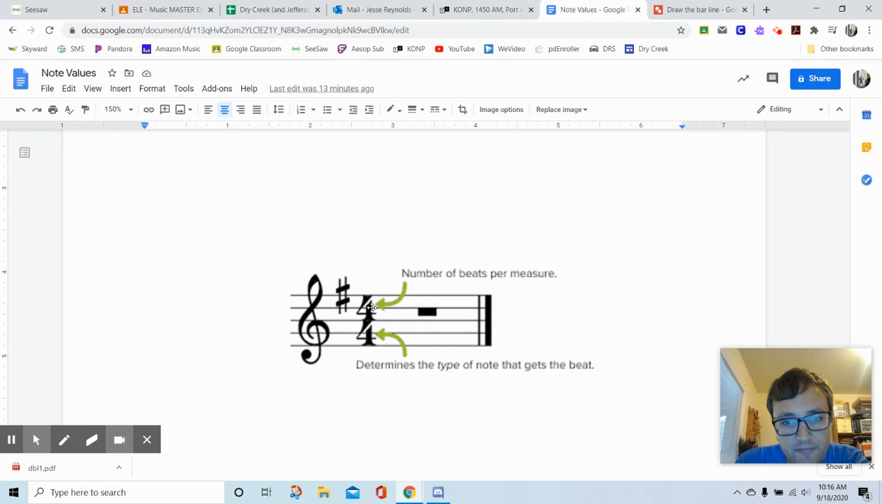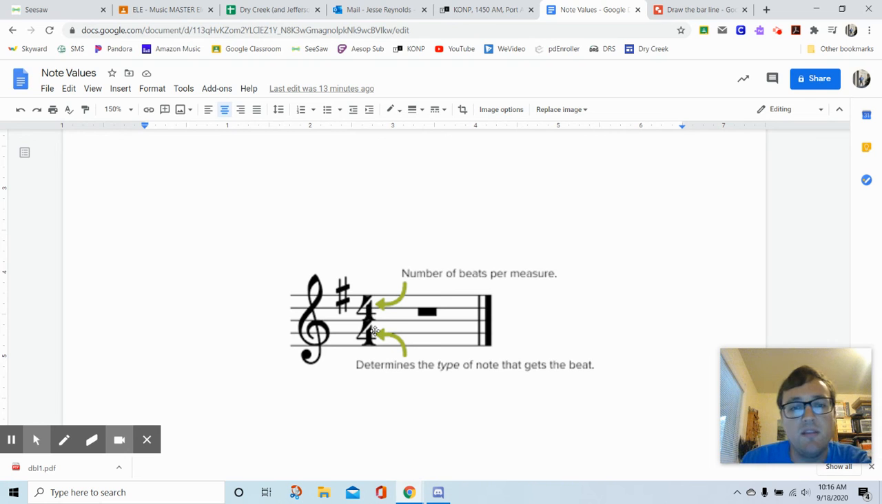So 4/4 time, the top number tells you how many beats are in a measure, and that is the key. How many beats are there in a measure? Well, this says there are 4. The top number is 4. Therefore, there are 4 beats in the measure. If the top number was a 3, how many beats would there be in a measure? 3, yes, 3 beats in a measure.